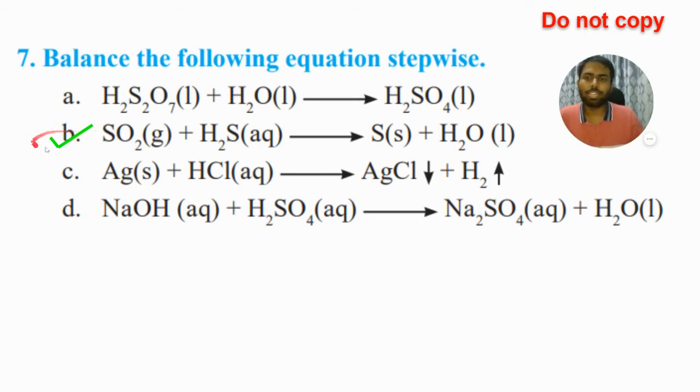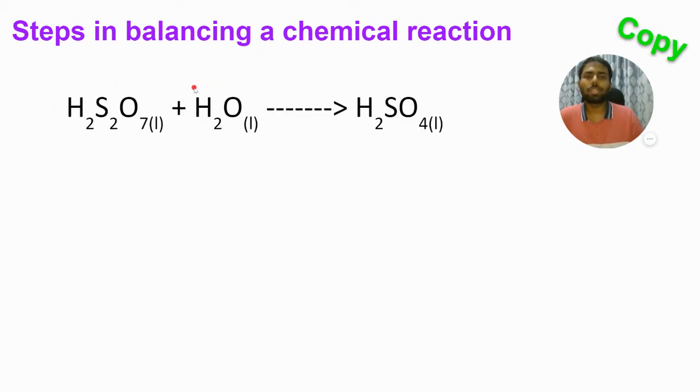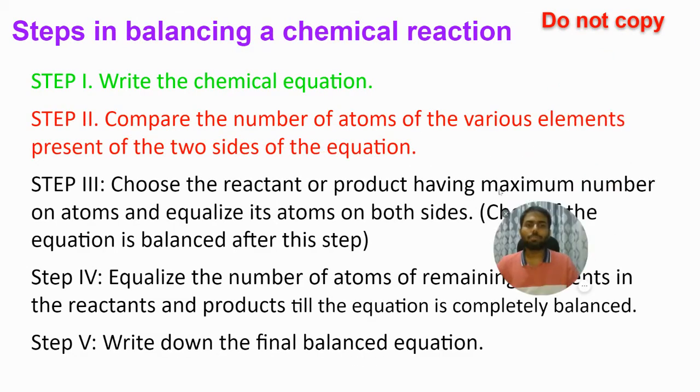We have seen the second equation being balanced. Now we can try to balance the first equation. Okay, so again let us start our steps. First step is write the chemical equation, which is very simple, we just copy it from the question. Next is compare the number of atoms of various elements present in the two sides of the equation.